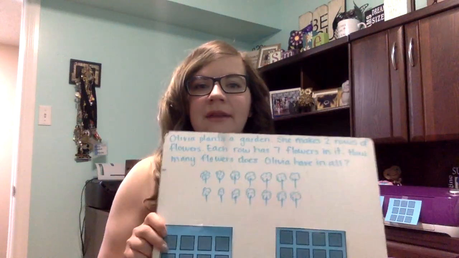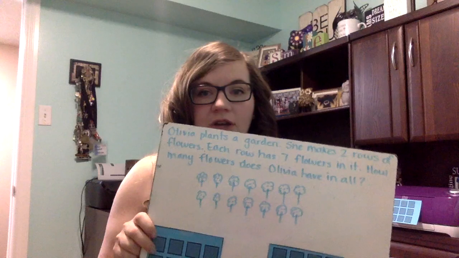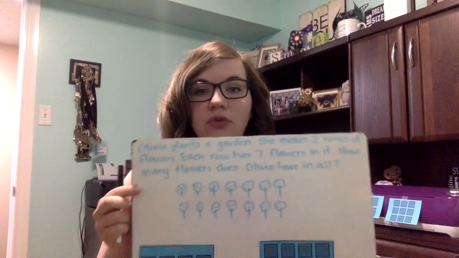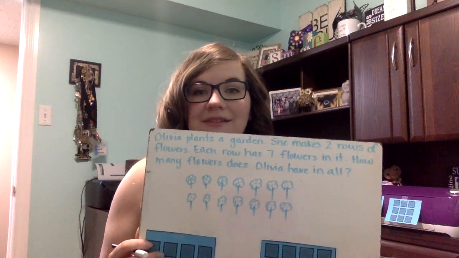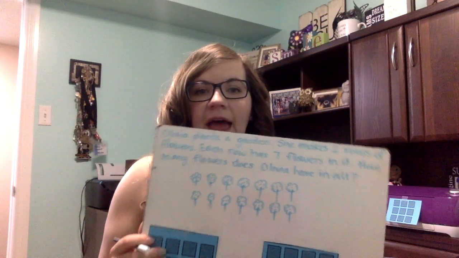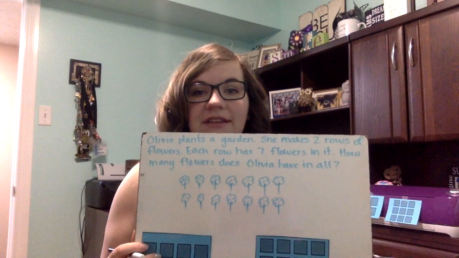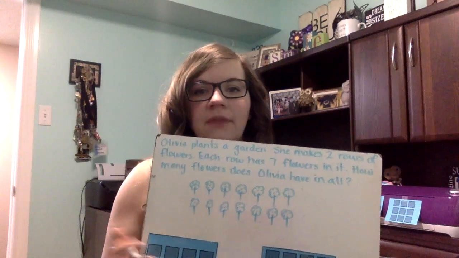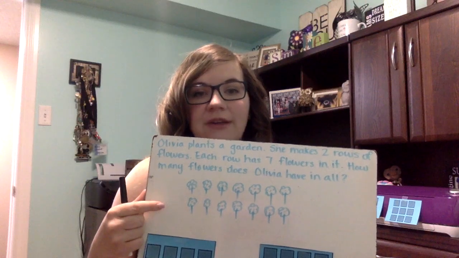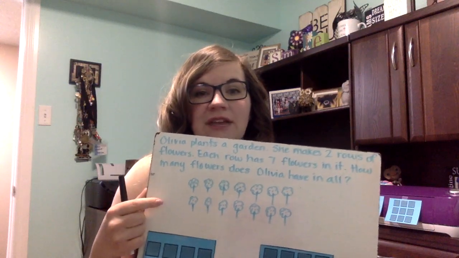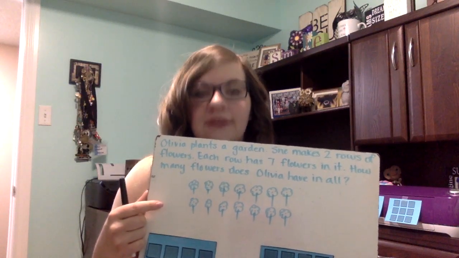So let's take a look at a word problem together. Get my whiteboard. So Olivia plants a garden. She makes 2 rows of flowers. You can see I made 2 rows of flowers. Each row has 7 flowers in it. How many flowers does Olivia have in all? So I made 2 rows of flowers with 7 flowers in it. This is the same as saying 2 groups of 7, okay?